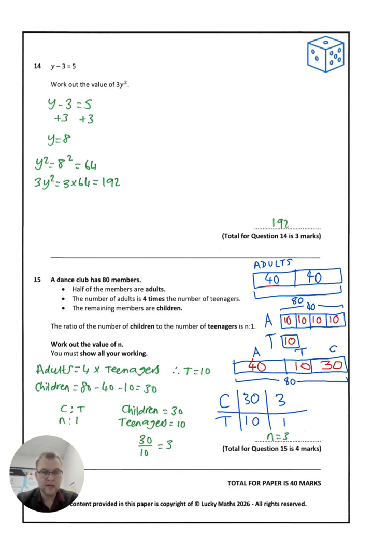And then the last bar model there, 40 adults plus the 10 teenagers, leaves us with 30 children, as we can see. And then it's a ratio of children to teenagers. And I've used the ratio table to show 30 to 10 is basically a ratio of 3 to 1. And so the value of n, therefore, is going to be 3. Basically, what it's saying, for every 1 teenager, there are 3 children.